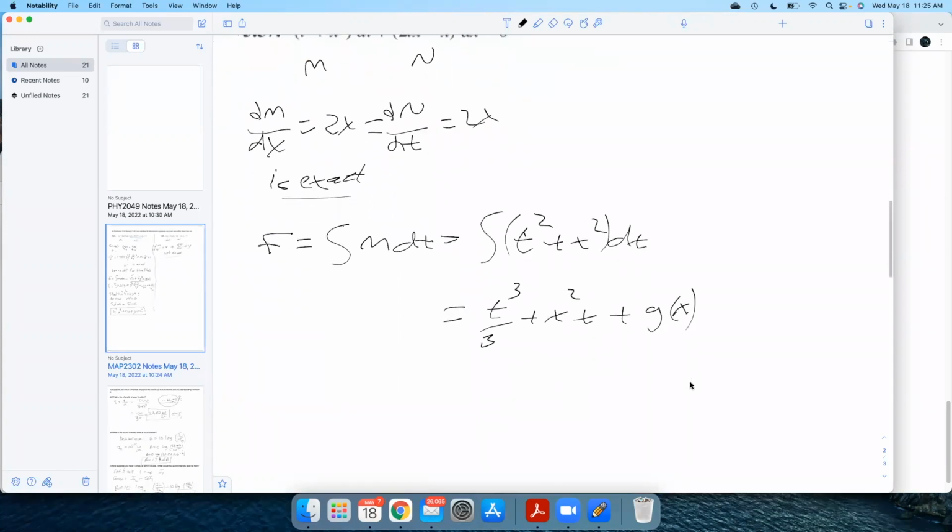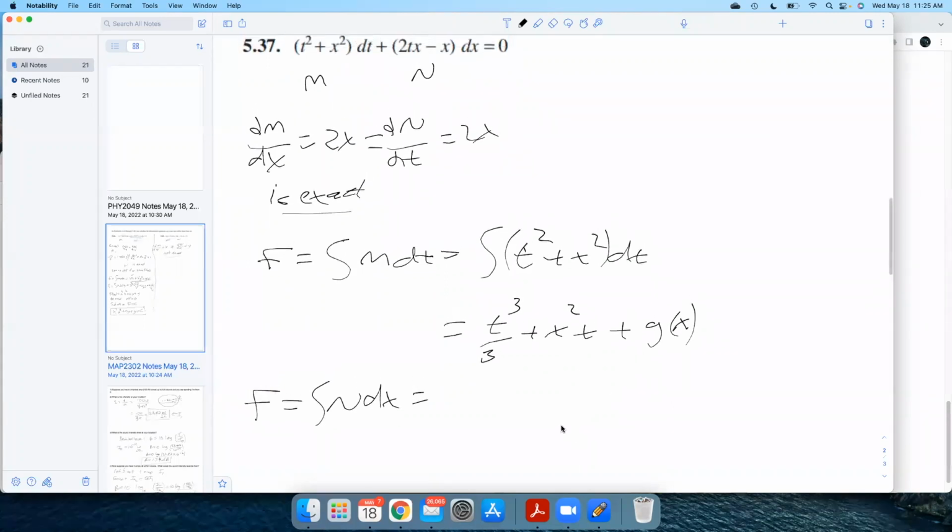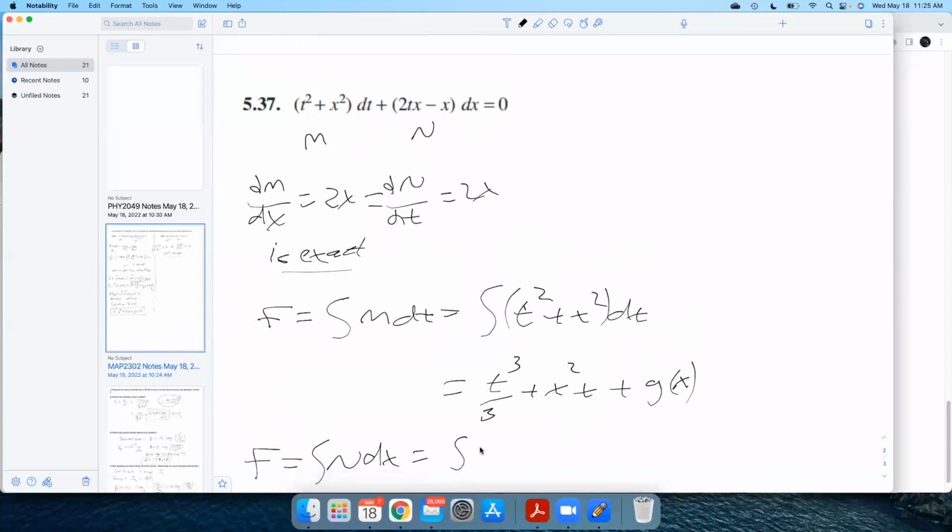Okay, everybody with me? If you have any questions, feel free to yell out and stop me. Okay. And then again, the way I would do this is say, okay, F must also be the antiderivative of the second one with respect to the other variable. So that would be the antiderivative of 2tx minus x dx, which would be, let's see, we get an x squared over 2. That would cancel that 2. That would be t squared x squared minus the antiderivative of x, which would be x squared over 2.